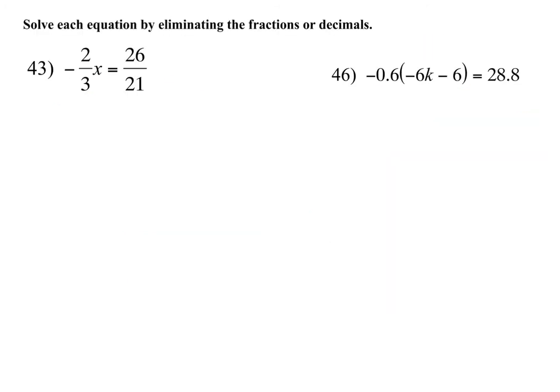So for this one, it says solve by eliminating either your fractions or your decimals, depending on what you have. For decimals and fractions, you can get rid of them. Fractions, you need to look for the least common denominator. So I'm going to look at my 3 and my 21, and I'm going to say, what's my least common denominator? Well, my least common denominator between those two is 21. And so I'm going to take this and multiply by 21. And I'm going to take this and multiply by 21.